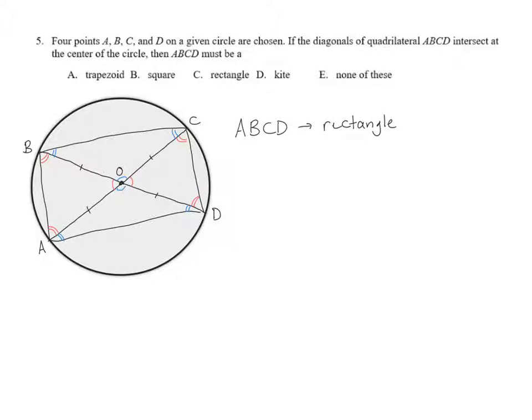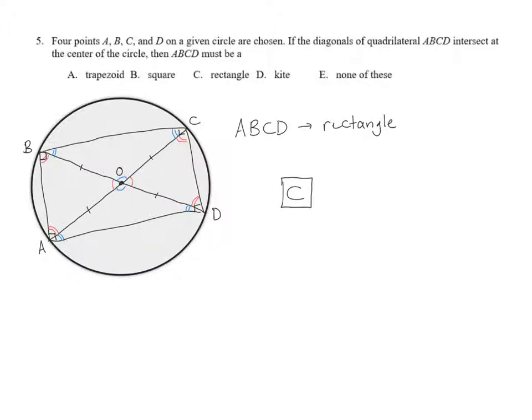At this point, we can see that the quadrilateral ABCD must be a rectangle because all 4 of its angles are congruent to each other, and a quadrilateral that has 4 congruent angles has to have 4 right angles. That means that all of these are right angles, and ABCD is necessarily a rectangle, which is answer choice C.